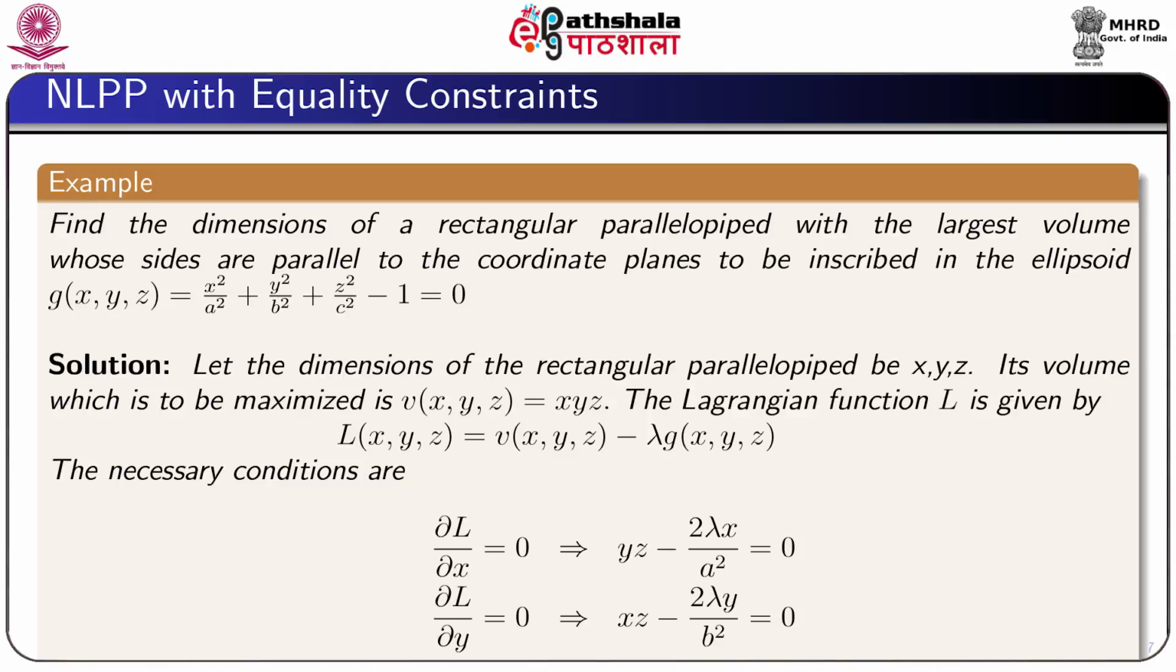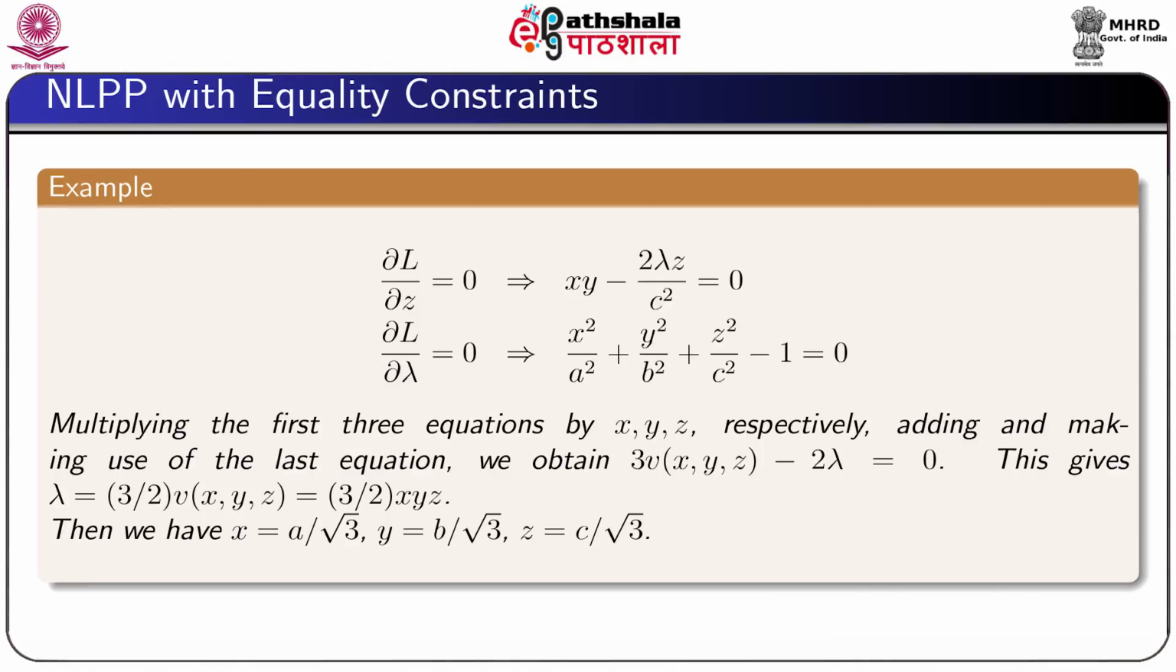Then the Lagrangian function can be defined as L equal to v(x, y, z) minus lambda g(x, y, z), and then the necessary conditions for optimum of L: del L del z equal to 0, which gives xy minus 2 lambda z by c square equal to 0, and also del L del lambda equal to 0, which gives x square by a square plus y square by b square plus z square by c square minus 1 is equal to 0.